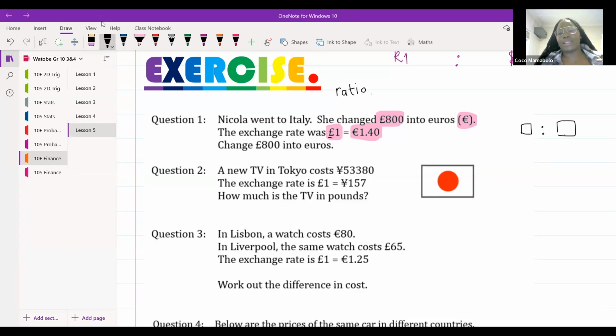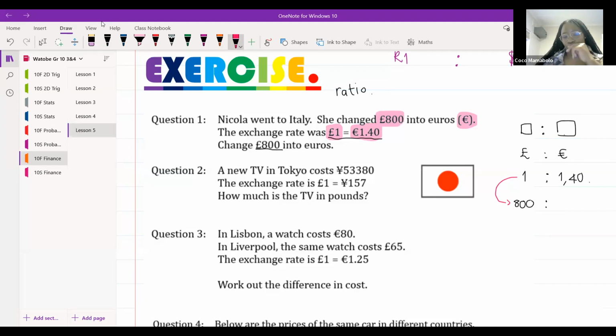All right, so we write some number with a colon to some other number. If we have to rewrite this exchange rate, we're going to go: the pound to the euro is the same as 1:1.40. Now we're going to convert from one to the other. We know that we've got 800 pounds, so 800 goes over here because that's where the pounds are. My question is, how did I get from 1 to 800? What did I have to do there?